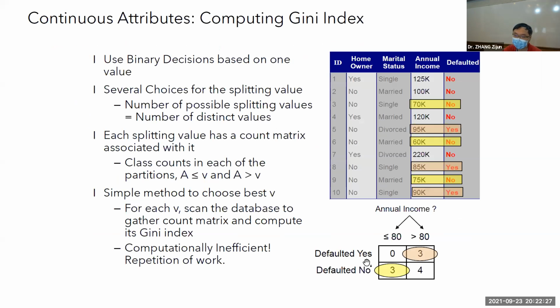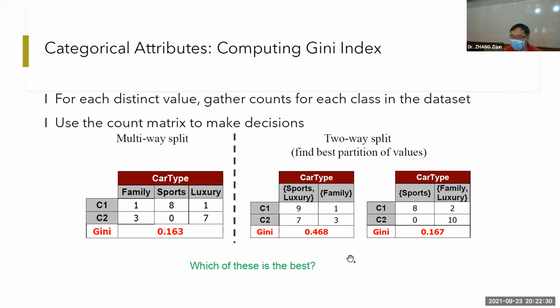So here we will consider the multi-way split, which results in the minimal Gini value after splitting. It is probably the best or a better option. But if we want to consider only the two-way splits, definitely the split strategy that treats sports as one set and family and luxury as another set is the better option.